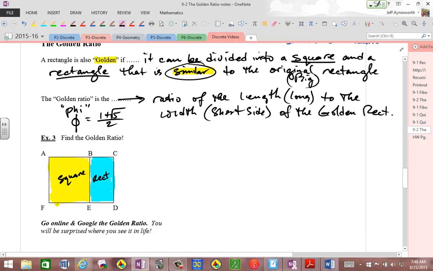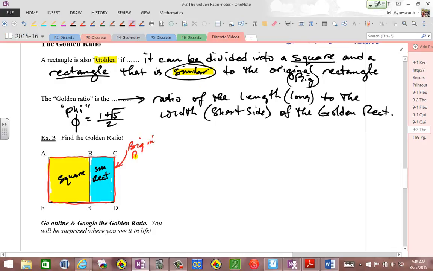So to derive the golden ratio and to see that it's actually 1 plus root 5 over 2, what we do is use the concept of similarity. We know that the small rectangle is similar to the big one. Now the big one, let me highlight it, is in red. Rectangle ACDF. So the big one is in red.